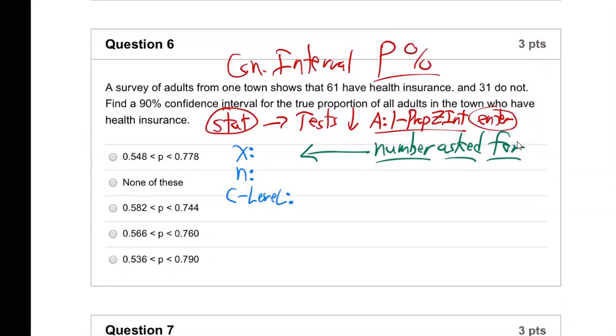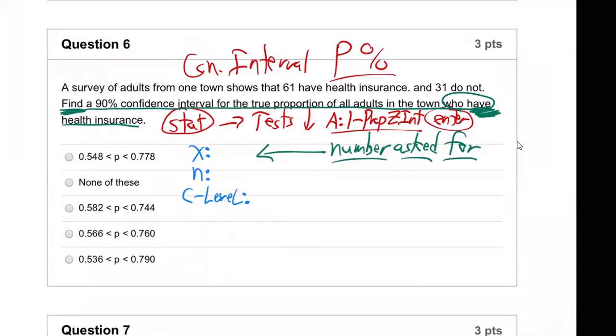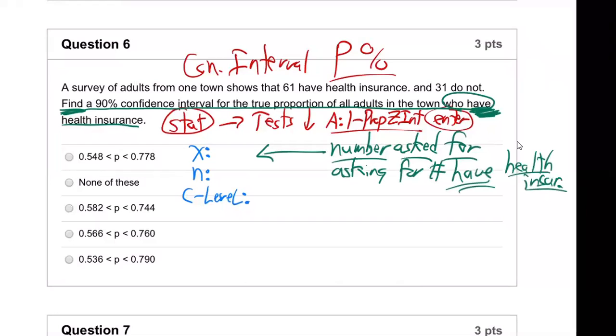Well, you guys tell me, what are they asking for? Here's the word find, right? They're asking for the number of people who have insurance. Yeah, and 31 do not. Exactly. Super well said. They're saying find the interval for the true proportion of all adults who have health insurance. They're asking for the number that have health insurance, right? You with me? They're asking for the number who have health insurance, not the number who do not.